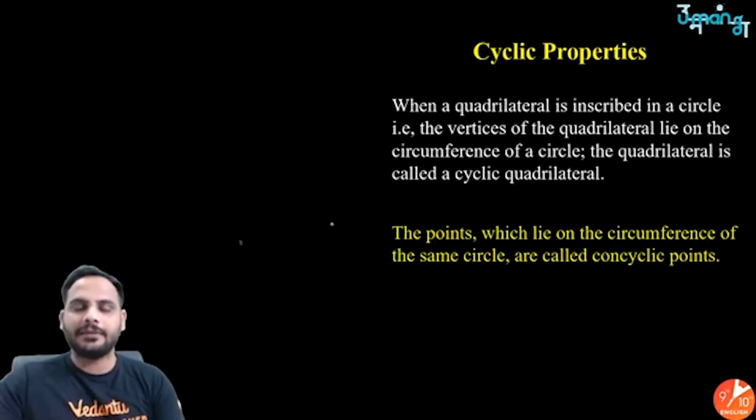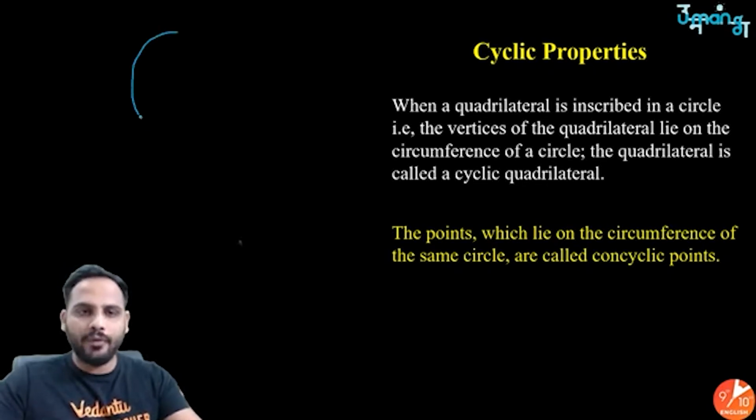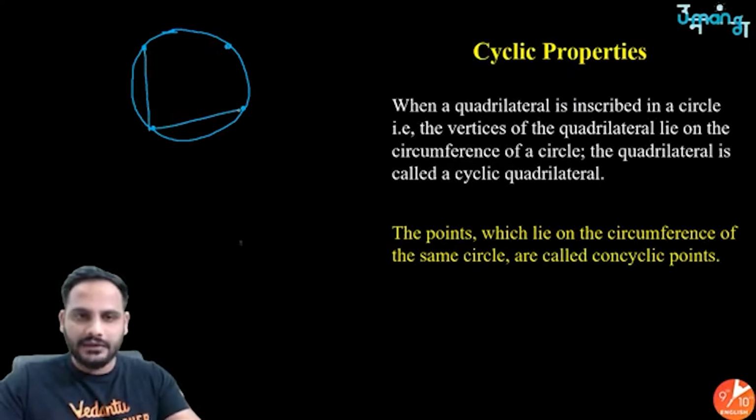After that, we have cyclic properties. First we need to understand what a cyclic quadrilateral is. It is a quadrilateral whose 4 points all lie on the circle. Suppose it is a circle, and I choose any 4 points on the circle and join them, then the figure obtained will be called a cyclic quadrilateral.